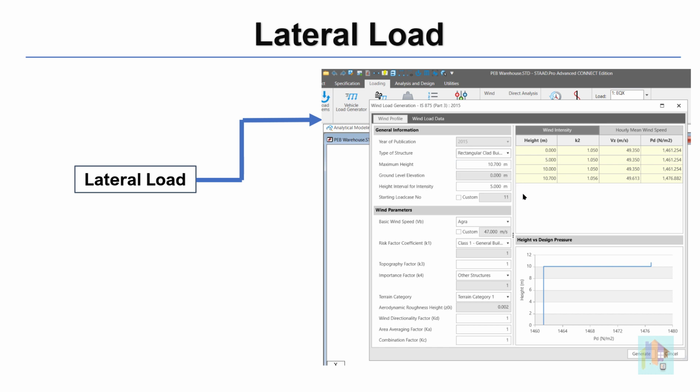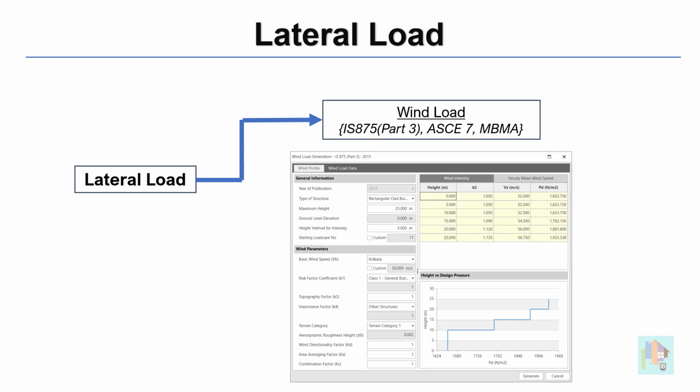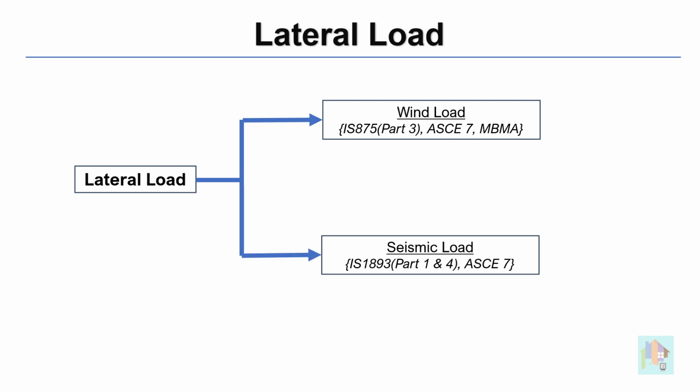So it is not recommended to use this option for PEB. We can manually calculate and apply the load on the structure or use some custom macro. Finally, we need to consider the seismic load following IS 1893 Part 1 and 4. Part 1 is for general buildings and Part 4 is for industrial structures.